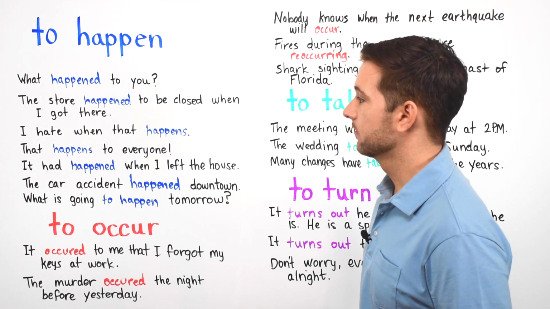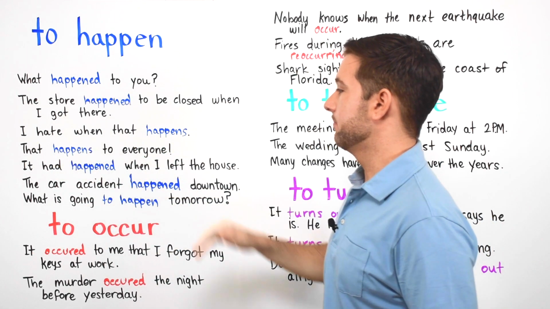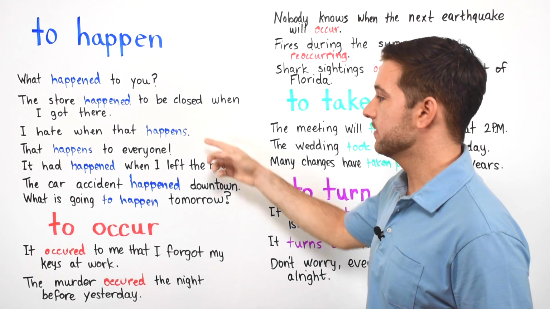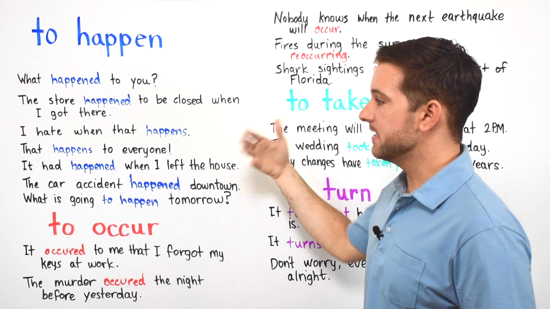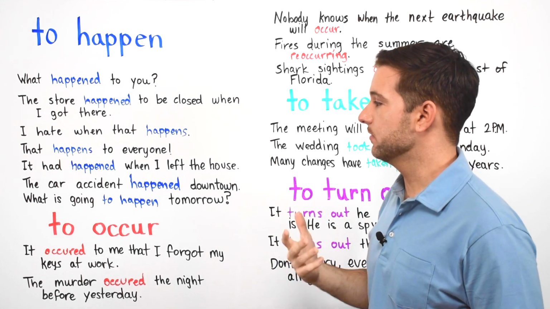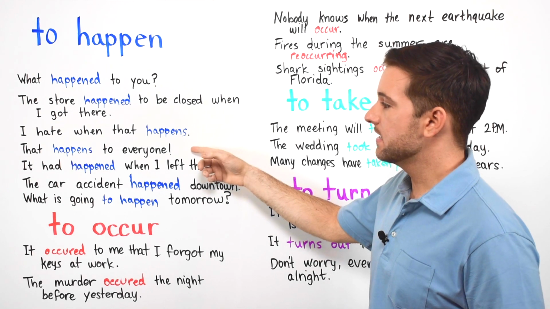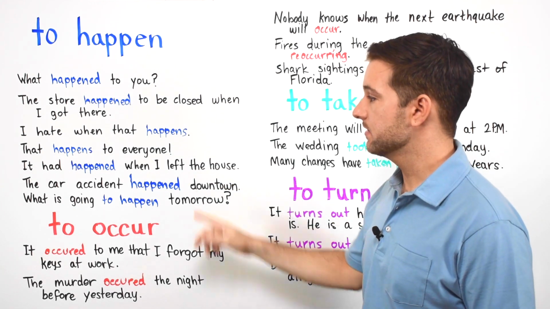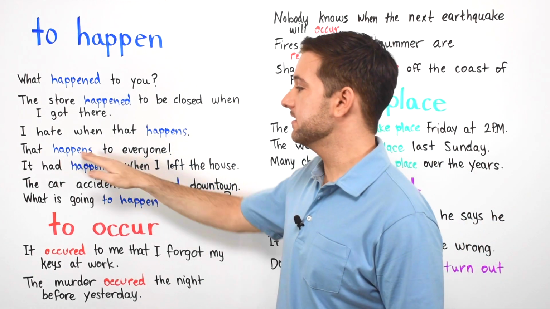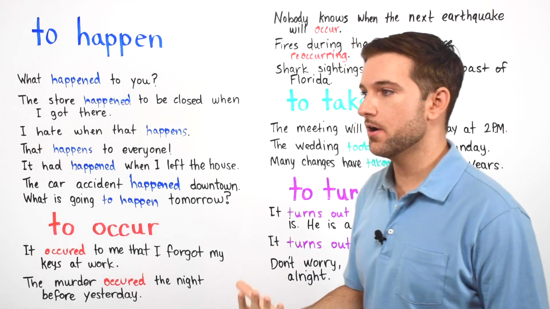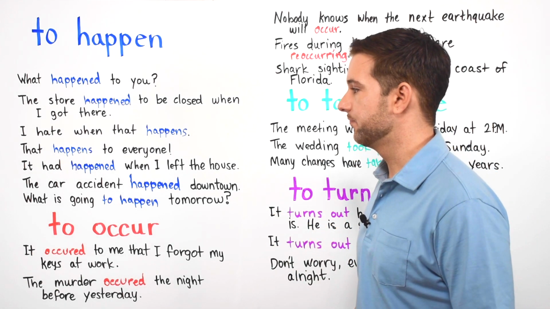Okay? I hate when that happens. I hate when that happens, okay? When something, you know, takes place and you don't expect it. Then you could say, don't worry, that happens to everyone. Okay? So that happens to everyone. This incident happens to everybody. We all deal with it. We all go through the same experience.